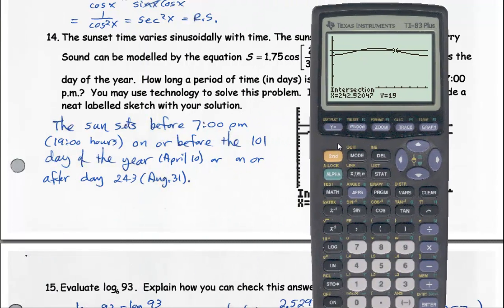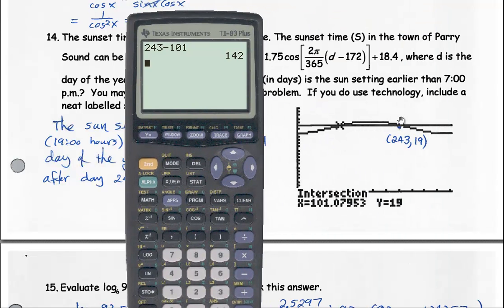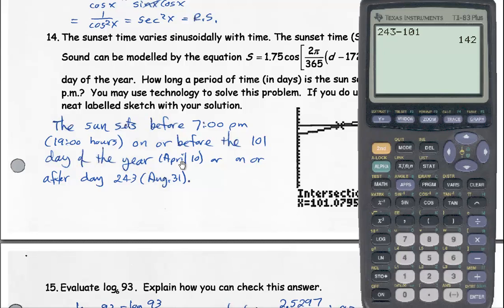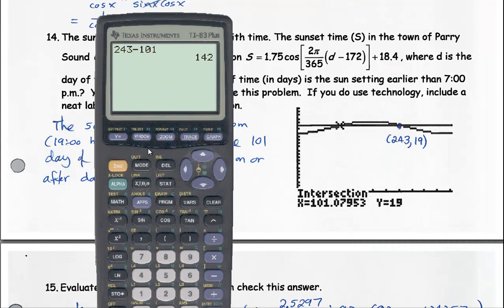So that's 243 minus 101. So for about 142 days, the sun sets above there. So for any day below 101, the 101st day of the year, which is about April 10th, or after the 241st day of the year, which is August 31st, the sun is setting after 7 o'clock in the evening.